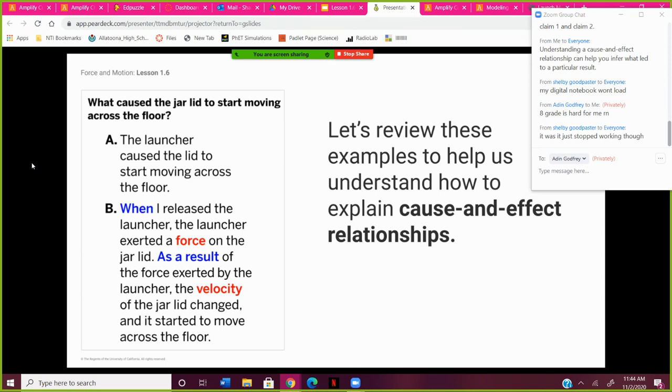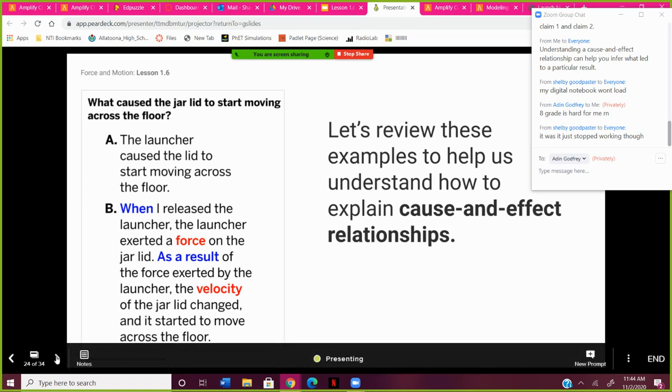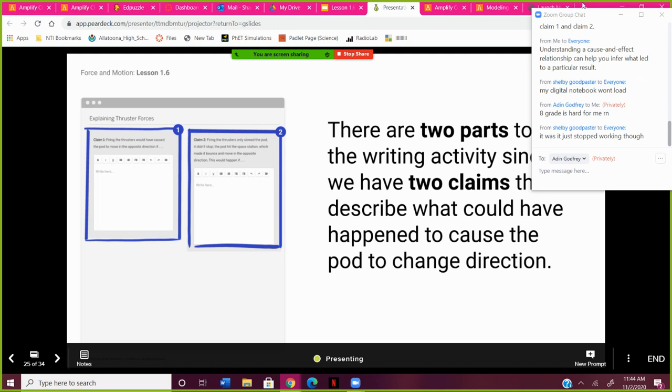All right, so we want to explain the force of the thrusters and the change in velocity like this. All right, I don't want to see any answers like A right here. I want to see more answers like B. You're going to use vocab words and you're going to use some cause and effect words as well. And I will have those up for you.